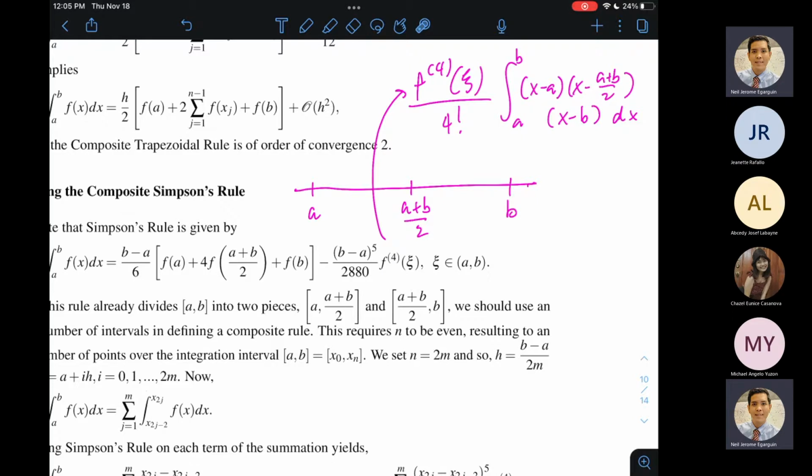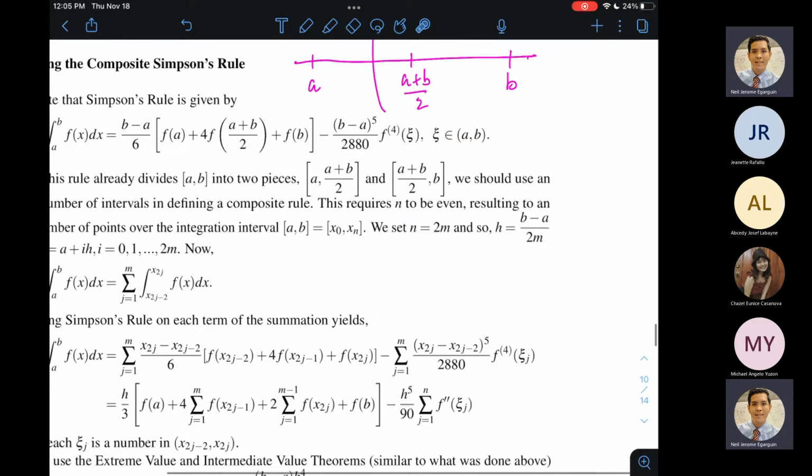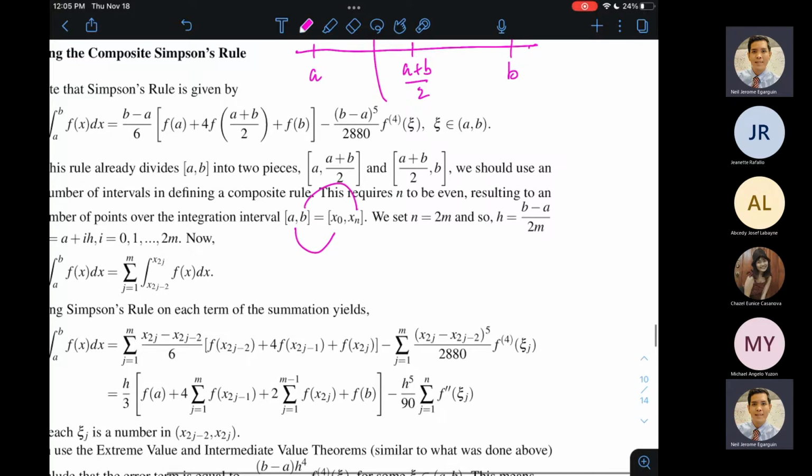Okay? So, gagawin ko siyang sulat ko yung interval AB as the interval x0 to xn, all right? And this is a closed formula, so we know that A is x sub 0 and B is x sub n, all right? Pero ang usapan, hatiin natin siya sa even number of subintervals. So, ibig sabihin si n, dapat ay even, all right? So, that's why I want to write n to be twice another integer m.